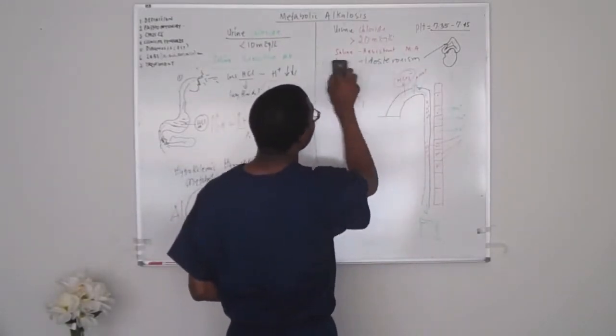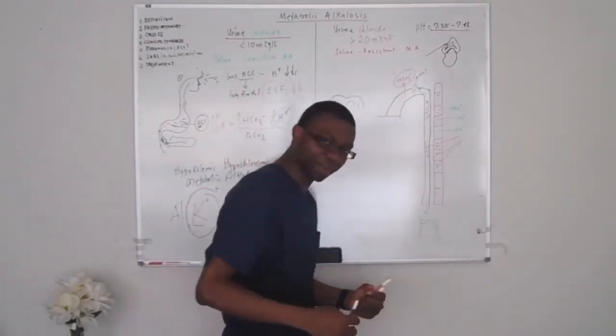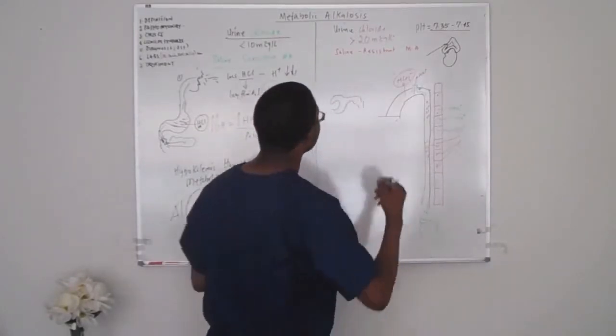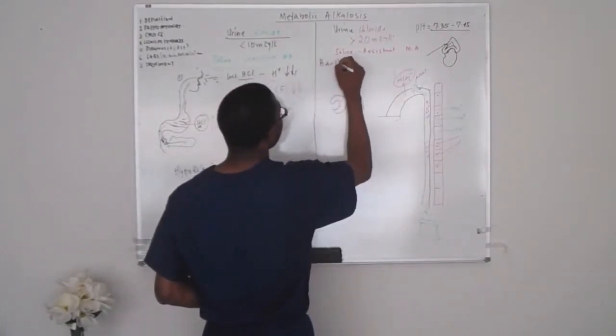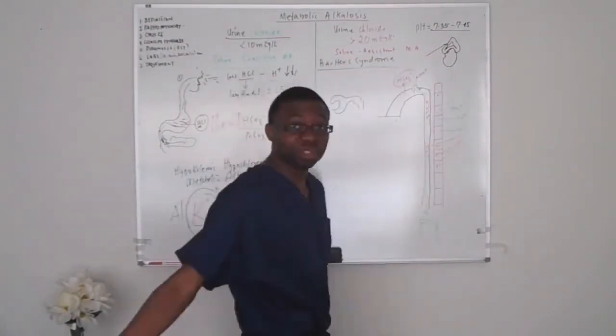Bartter is another cause of saline resistance. This is a very complicated topic, so I'm trying to go as slow as possible so you can grab the concept. Bartter syndrome is actually just like using a diuretic.